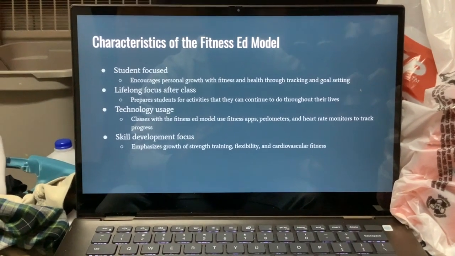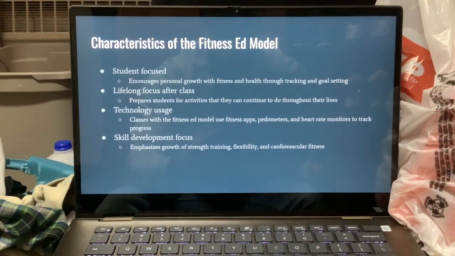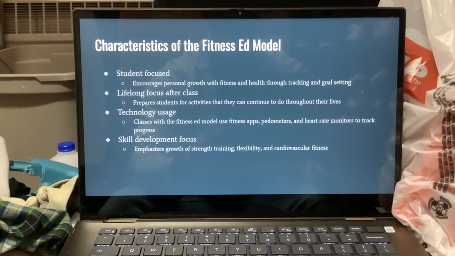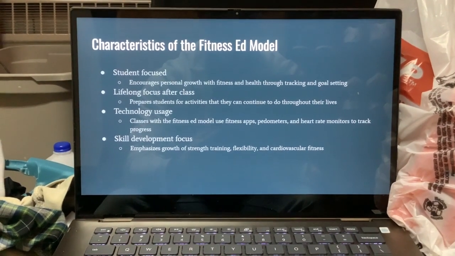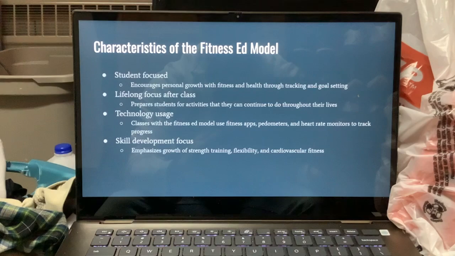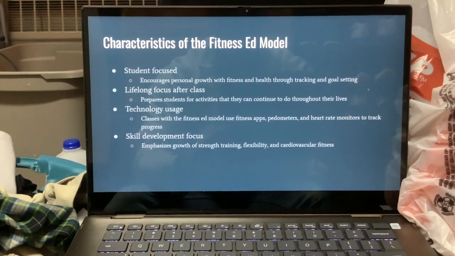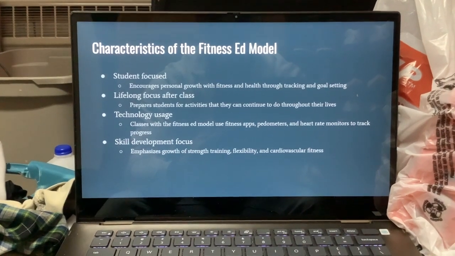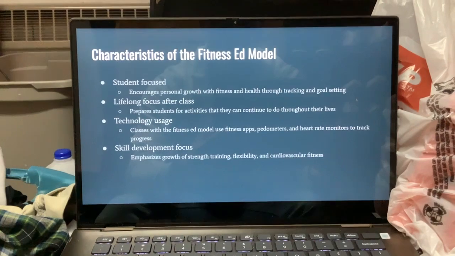One of the big things in life that is very important is setting goals and achieving those goals and how to do that. Setting goals is very important in life, and it's something that the fitness ed model does well, is how to create goals and achieve them through making smart goals and having a laid out process to get to that goal.